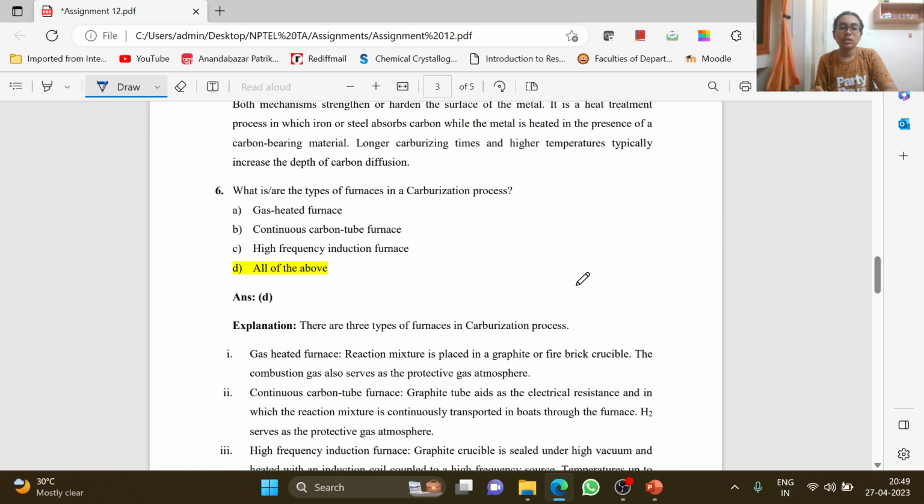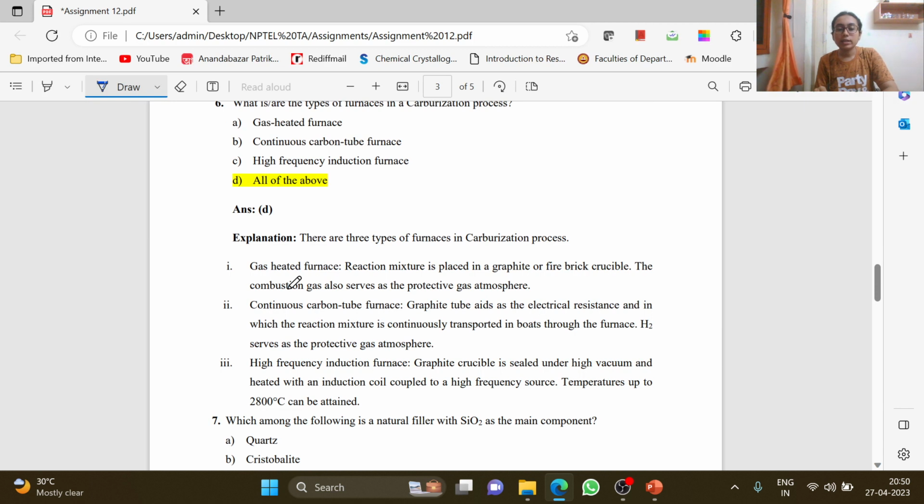Then what are the types of furnaces in a carburization process? Types of furnaces used: gas heated furnace, continuous carbon tube furnace, high frequency induction furnace. So all these kinds of furnaces are used in the carburization process.